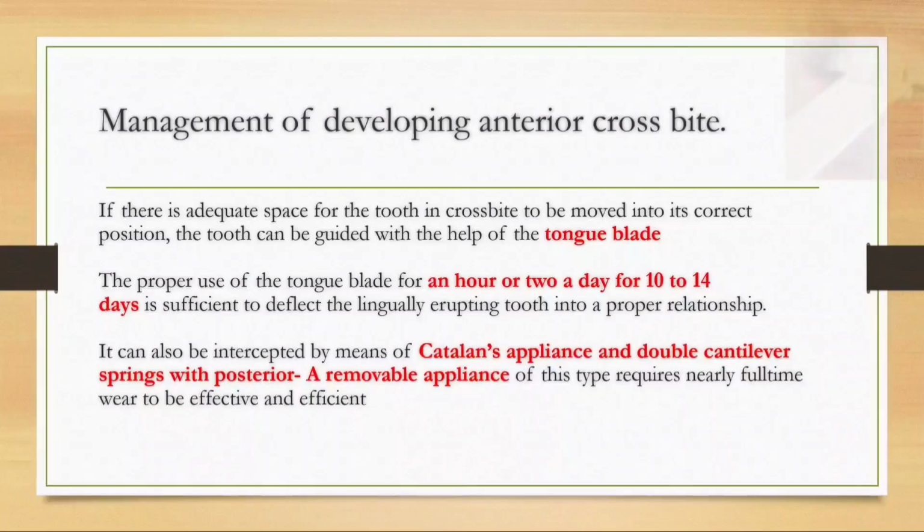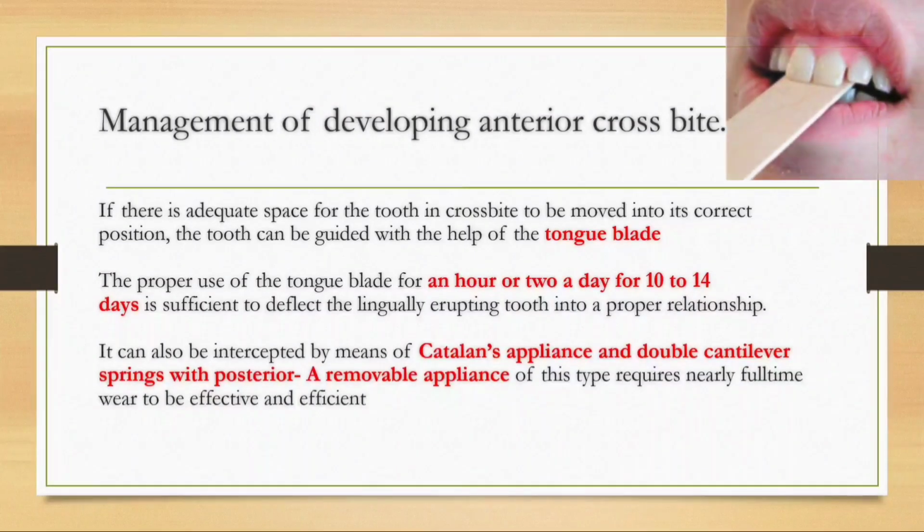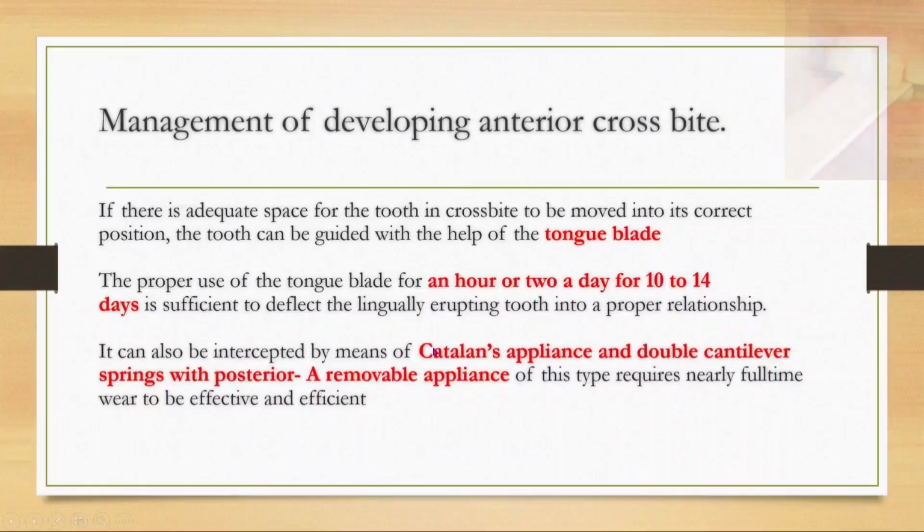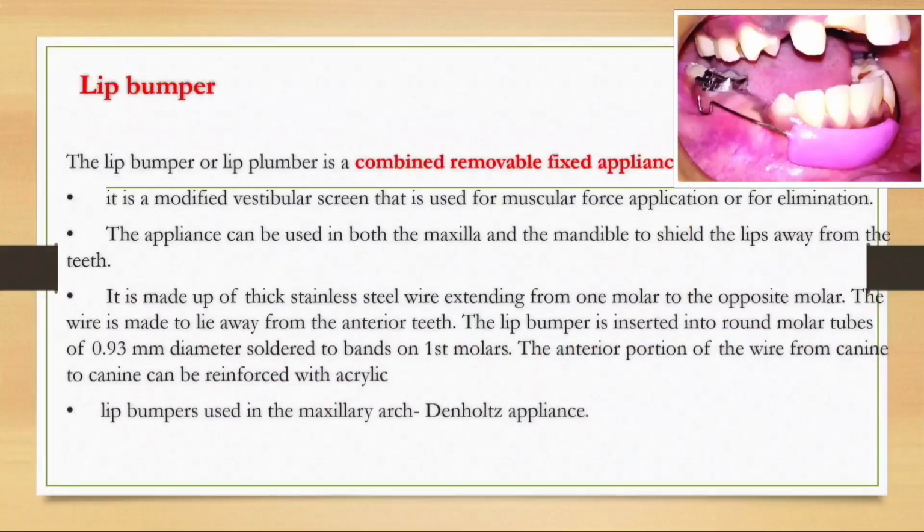So how do we manage the anterior crossbite? If there is adequate space for the tooth in crossbite to be moved into its correct position, the tooth can be guided with the help of a tongue blade. It should be used an hour or two per day for 10 to 14 days. It is sufficient to deflect the lingually erupting tooth into a proper relationship. It can also be intercepted by using a Catlan's appliance and a double cantilever spring with a posterior bite plane removable appliance.